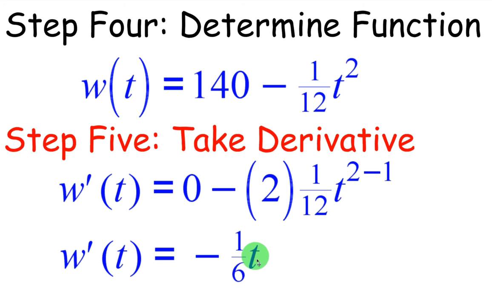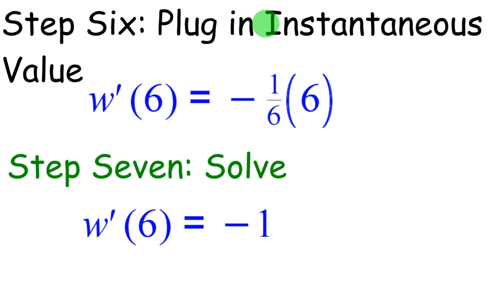Let's say you plug in 12. That'd be 12 months, right? You'd get negative 2. So at 12 months, she's losing 2 pounds per month. Okay, so actually as time increases, she's losing more and more weight. But we are concerned with 6. Plug in the instantaneous value. After 6 months, she's losing 1 pound per month.